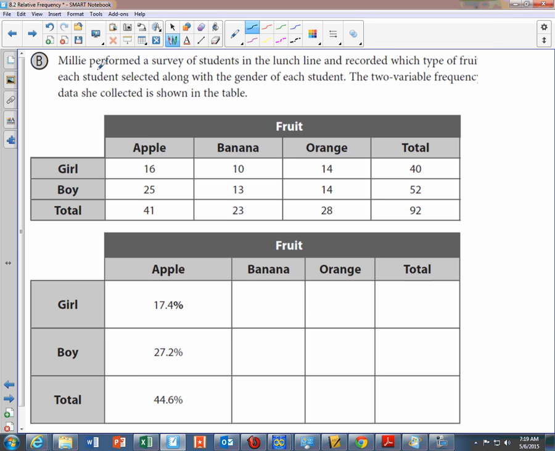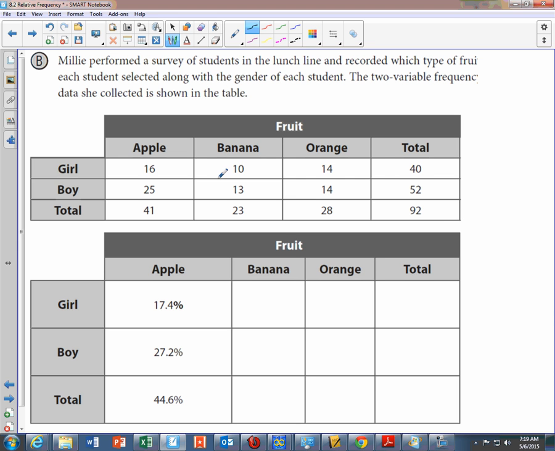So I'm looking at example B. It's on the next page, on page 361. And we have Millie here. She performed a survey of students in the lunch line and recorded which type of fruit each student selected, along with the gender of each student. The 2 variable frequency data she collected is shown in the table. And so she made this table right here from her survey.